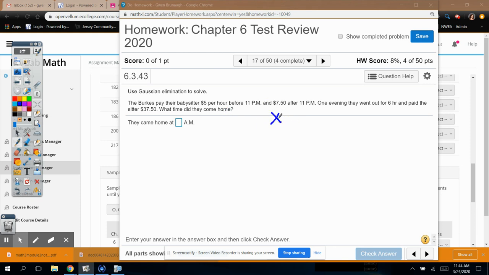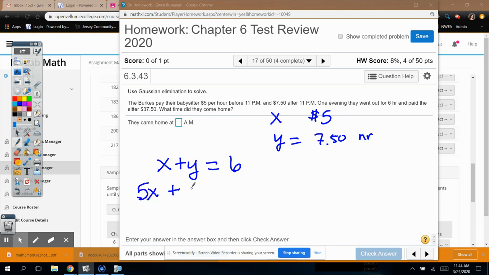So let's call X the $5 an hour, and let's call Y the $7.50 an hour. Okay, so they were gone a total of 6 hours. So X plus Y equals 6 hours. That's that total. Now the value again. So we have $5 for the X, and there's $7.50 for the Y time. And they spent a total of $37.50. This is very much like the coin problem, just a little bit different. When we answer it, we'll have to be careful too.